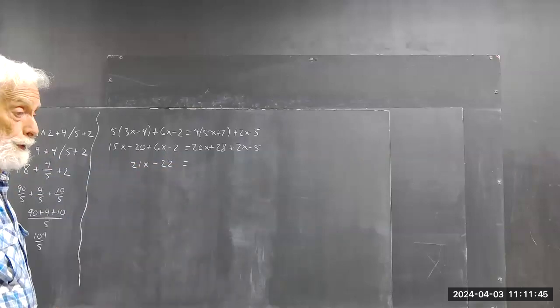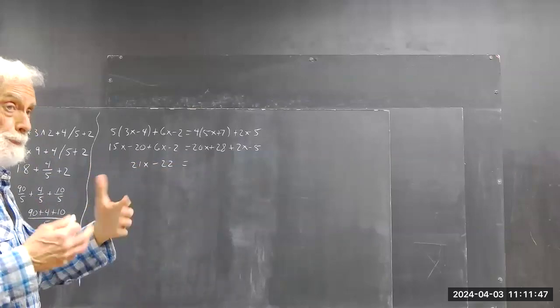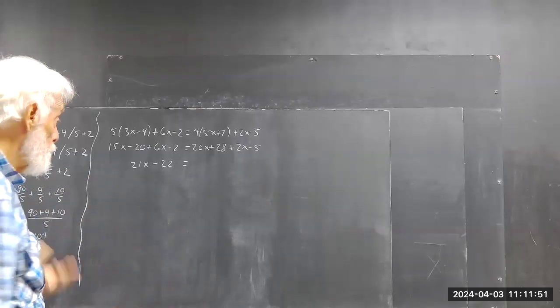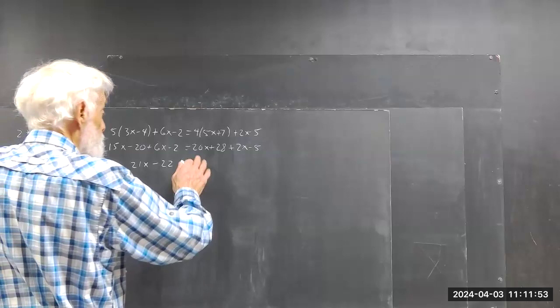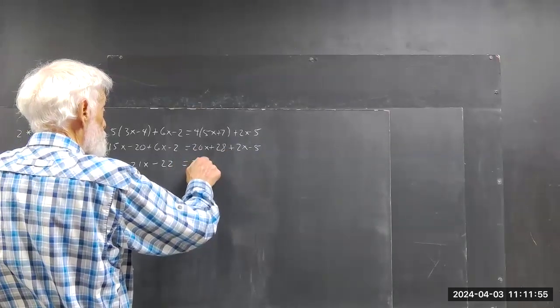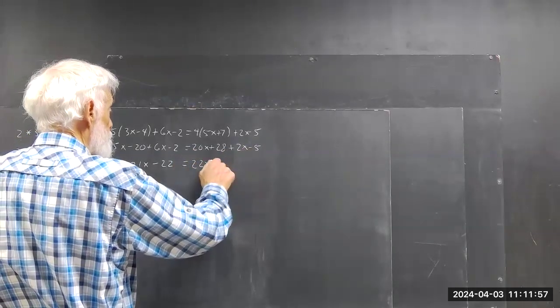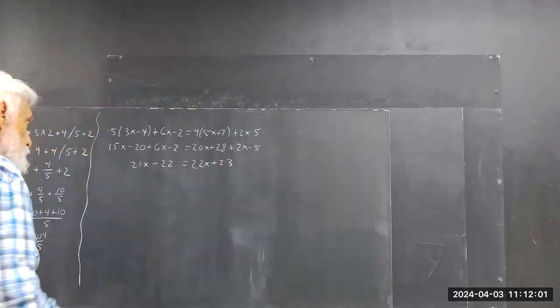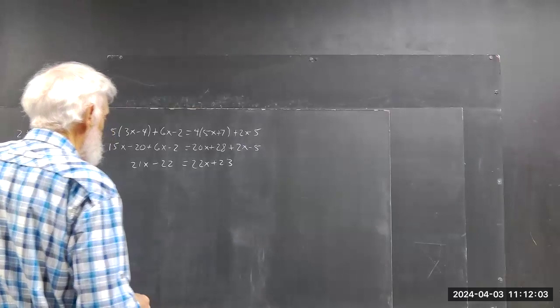Negative 20 and negative 2 are just numbers. Just plain numbers are automatically like terms. They can be added or subtracted. Okay? 20x and 2x is 22x. 28 minus 5 is 23. And large numbers, I think I can screw up. Okay?